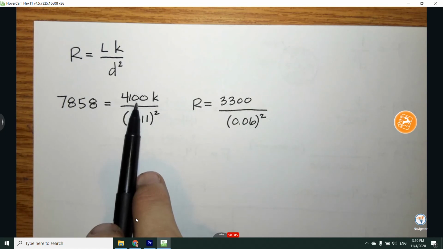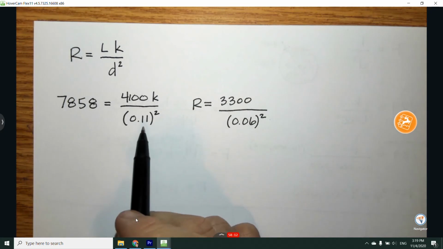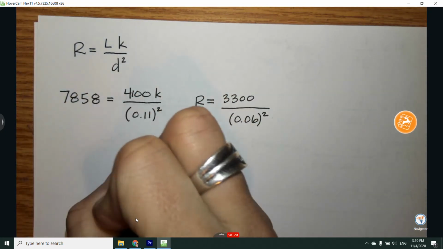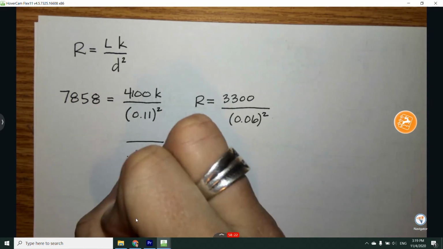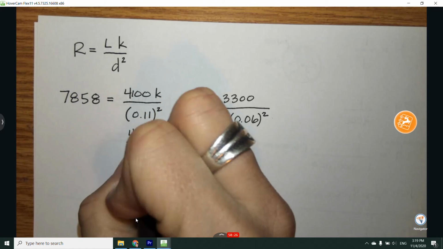The length was 4,100 feet, and the diameter was 0.11. Okay. So the first thing I want to do is square this 0.11, and that gives me 0.0121. And so I'll plug all this stuff back in.